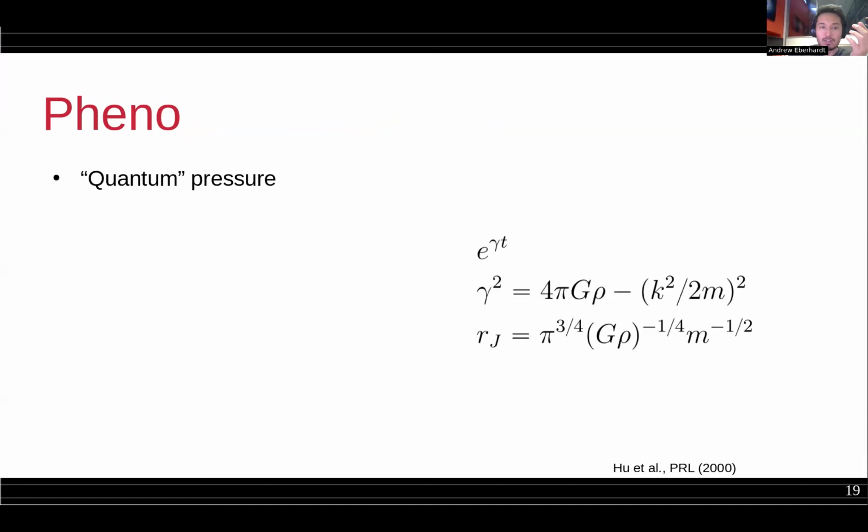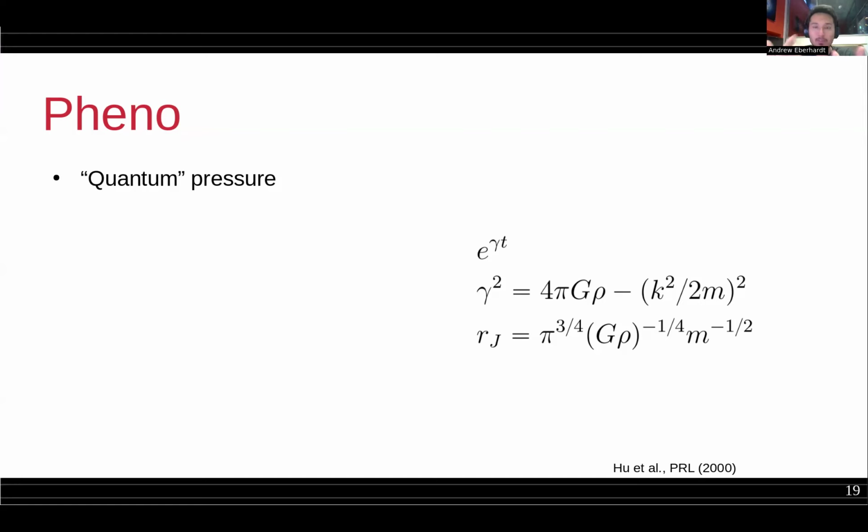So jumping into the phenomenology then, the first prediction historically of ultralight dark matter was what we call nowadays the quantum pressure. This is essentially a pseudo pressure that resists the formation of structure below a certain scale. Now, an important caveat, and why you often see these little quotations around the quantum pressure, is that this really isn't quantum. This is entirely contained in the classical field theory.